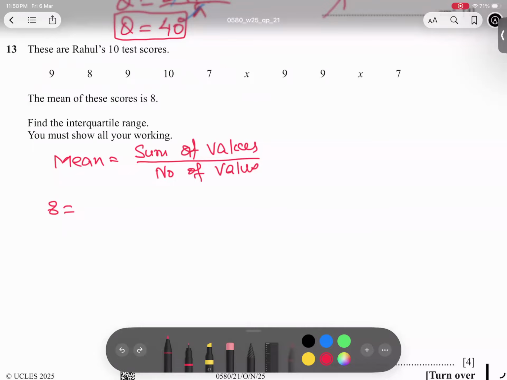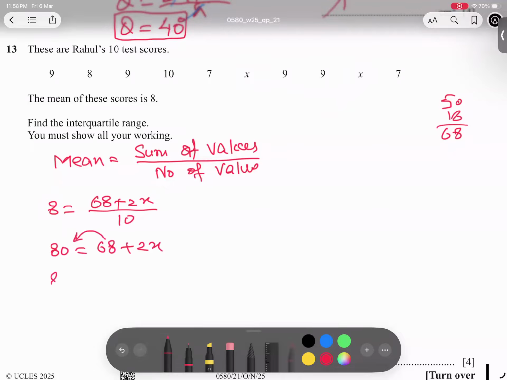43 from here, and 43 plus 7 gives you 50, and this 18. So 50 plus 18, we get 68. So basically we are getting 68 here. But x plus x gives you 2x. And the number of values is 10. So 10 times 8 becomes 80. And 68 is there already.